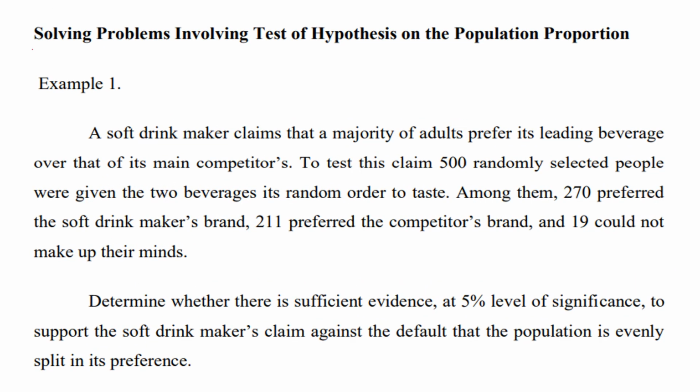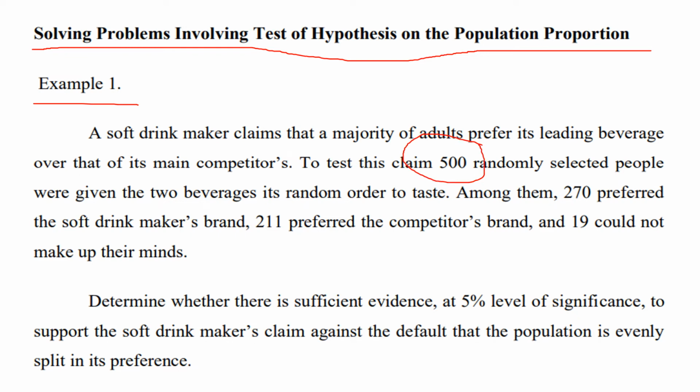So let's deal now with solving problems involving the test of hypothesis on the population proportion. So for example, number 1, a soft drink maker claims that the majority of adults prefer its leading beverage over that of its main competitors. To test this claim, 500 randomly selected people were given the two beverages in random order to taste. Among them, 270 preferred the soft drink maker's brand, 211 preferred the competitor's brand, and 19 could not make up their minds. So meaning to say these 19 are undecided.